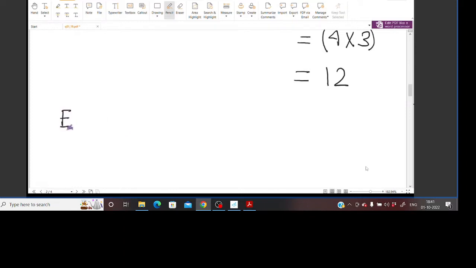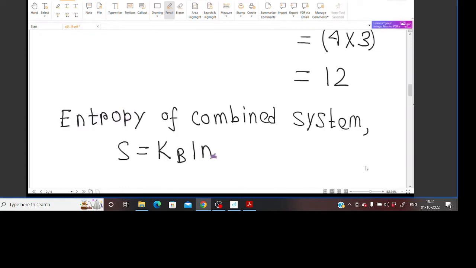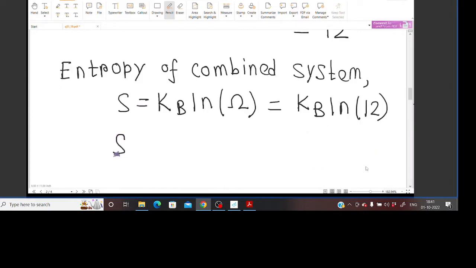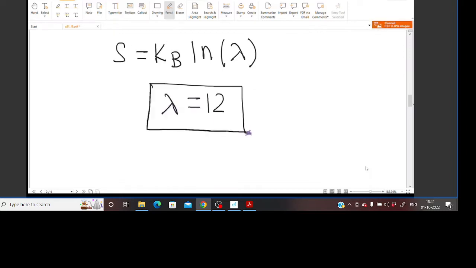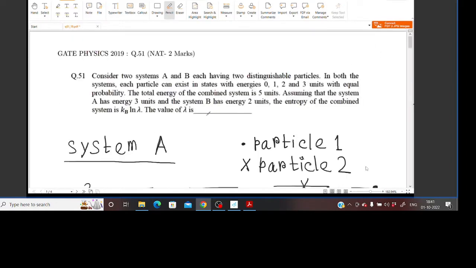Now the entropy of the combined system is equal to Kb log omega, which is equal to Kb log 12. In this question, it has been given that entropy is equal to Kb log lambda. So we have lambda equal to 12. So in this question, the value of lambda is 12. So 12 is the correct answer in this question.